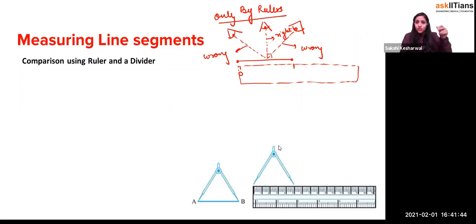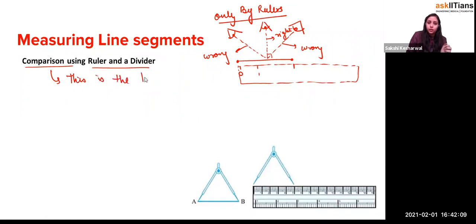Everyone has seen this since your childhood: from 0 to 1 there are 10 divisions, right? From 0 to 1 there are 10 divisions. So in the 10 divisions, if you're observing from a different direction, this is going to give you a wrong answer. But the ruler and divider give you the most accurate answer. So this is the best method, right?